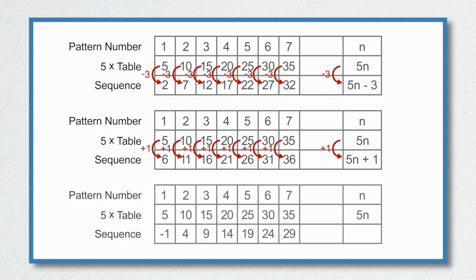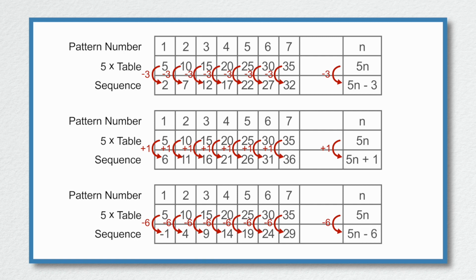And for the final sequence, we are subtracting 6 each time. 5 subtract 6 is equal to -1, 10 subtract 6 is equal to 4, 15 subtract 6 is equal to 9. So our nth term is going to be 5n subtract 6.